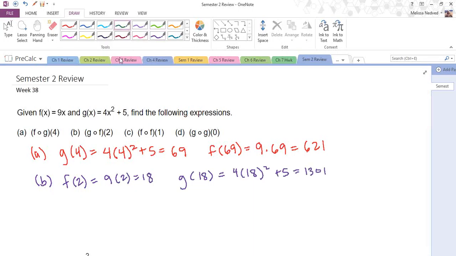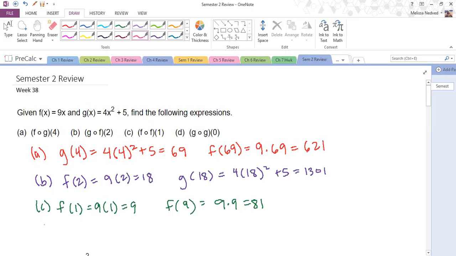Now the next two look a little bit different. I want to find f of f of 1. Similar process. Still start with the inside, which I guess the inside and outside are both f. So f of 1, 9 times 1 is 9. Now take that output and plug it into your second function, which again is f. Now f of 9 is 9 times 9, or 81.